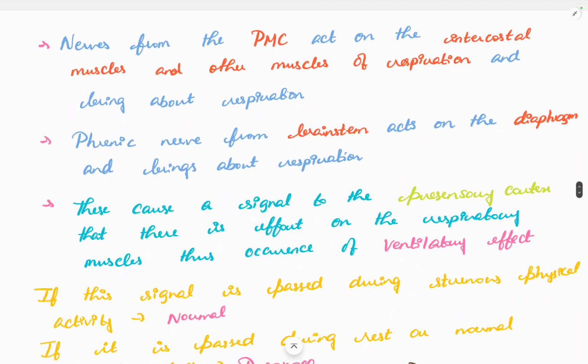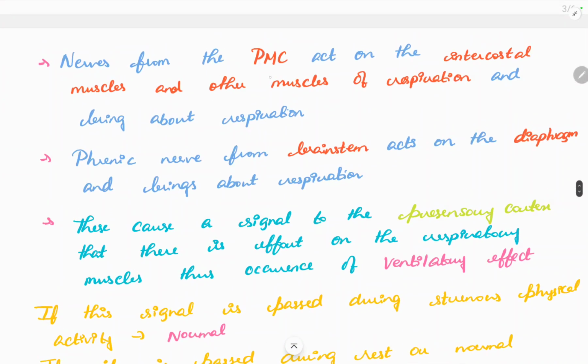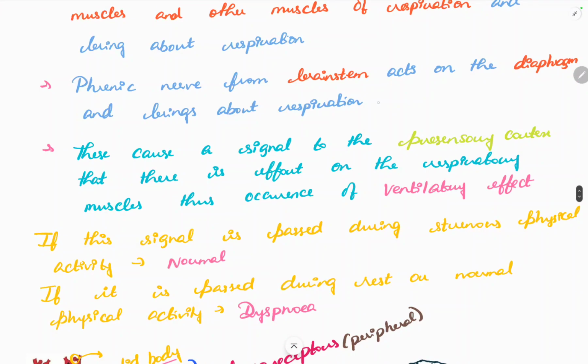Again, a quick recap. Nerves from the premotor cortex act on the intercostal muscles and other muscles of respiration and bring about respiration. The phrenic nerve from the brainstem also acts on the diaphragm and brings about respiration. These send a feedback signal to the presensory cortex about any effort on the respiratory muscles and the occurrence of a ventilatory effort.